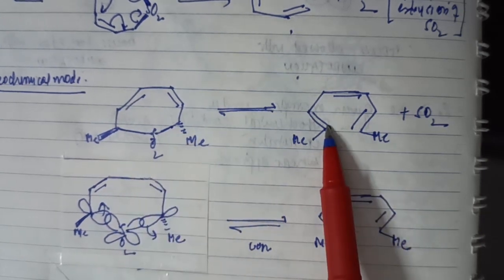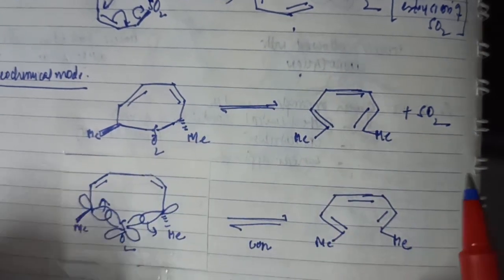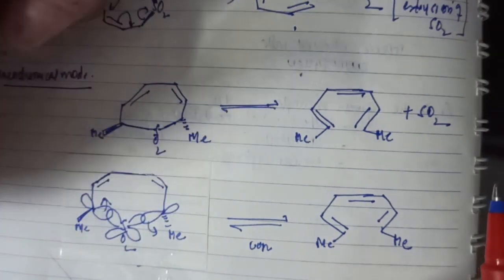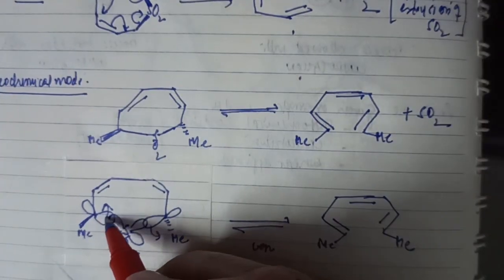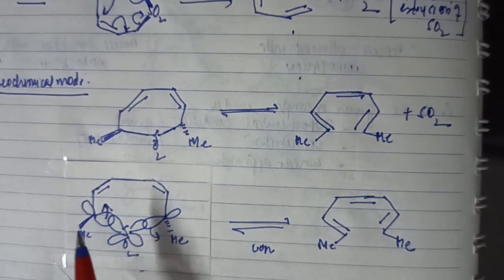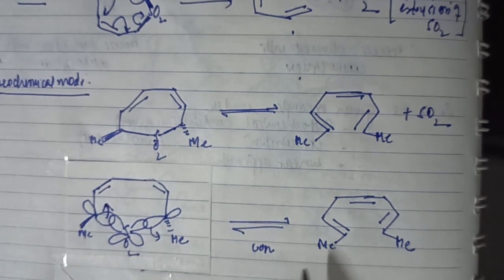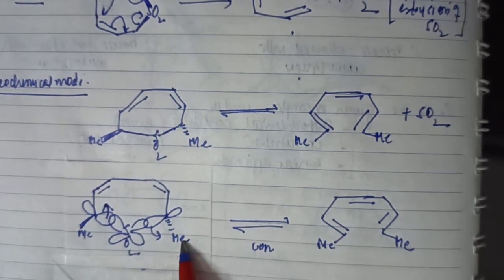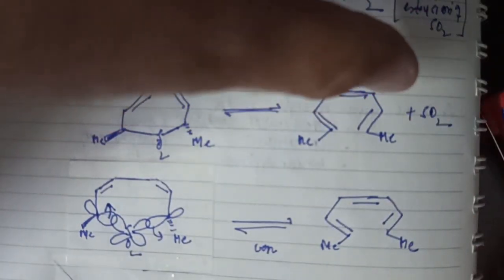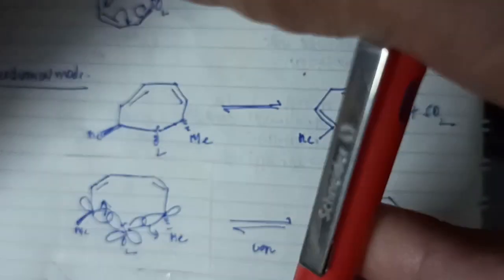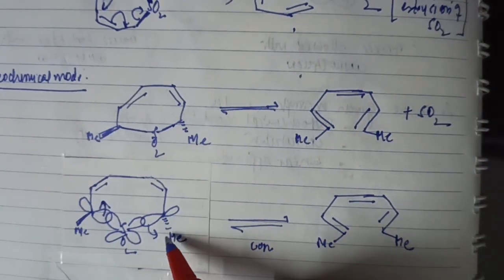It was above the plane. In the product, it is going towards the left. If this is the methyl which is above the plane, this has to rotate in this fashion. Therefore, this lobe has to rotate in this fashion only in order to bring the methyl which was above the plane to the left. And if you want to bring this methyl which was below the plane, if I am moving it out, this lobe has to rotate in this fashion. Therefore, this lobe rotates in this fashion.